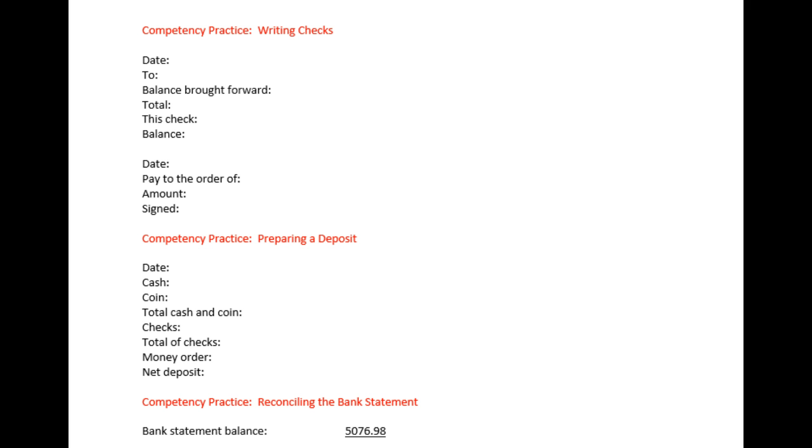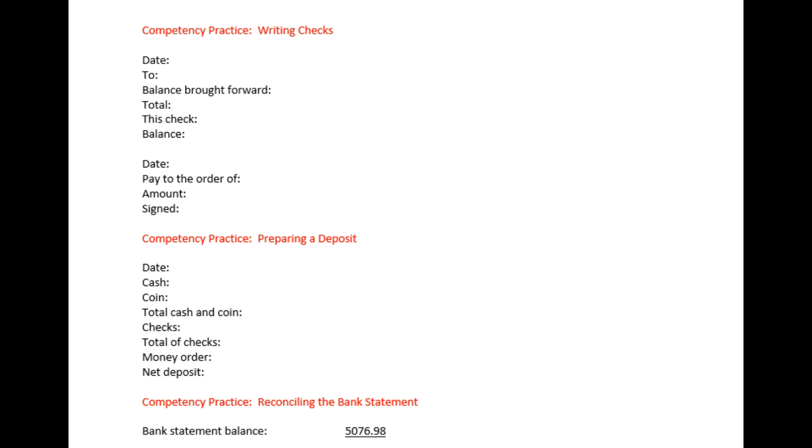Okay, so writing checks shouldn't be that difficult. This first portion here, so this right here is the stub, the check stub. So put in the date, put in who the check is being written to, the balance brought forward from the checking account, which is given to you in your scenario, the total, then after subtracting out the amount of this check, the amount of this check, and I guess that covers it. So that is the stub part of the check.